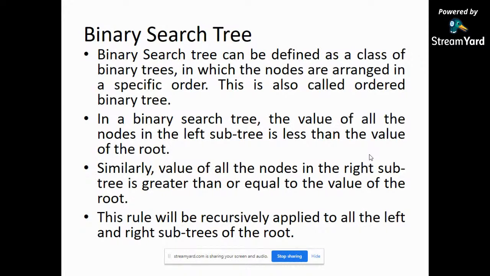In a binary search tree, the value of all the nodes in the left subtree is less than the value of the root. So we have to follow this order here. The order is: value of left subtree will be less than the value of the root node. Similarly, value of all the nodes in the right subtree is greater than or equal to the value of the root. So whatever the value of the root node is, left nodes will be less than that and right nodes will be equal to or greater than that. This rule will be recursively applied to all the left and right subtrees of the root.